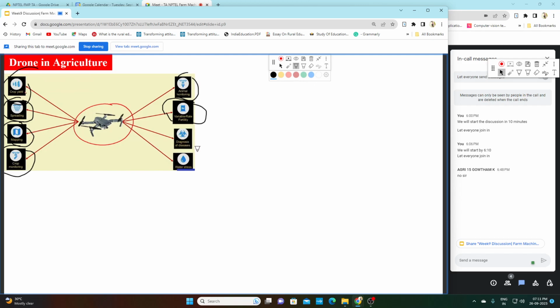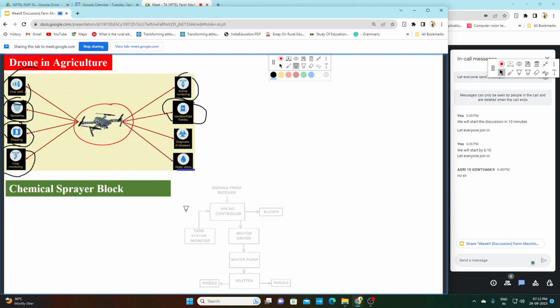Then diagnosis of diseases. Again, if there is dense vegetation, you cannot go in between the vegetation and diagnose the disease. So you can operate your drone from a remote location, collect all the images of your crop, and by that you can diagnose the diseases. And last is water stress. If some portion of your plant is wilting, there is water stress, and you can find that out by your drone. So these are some of the applications of drones.